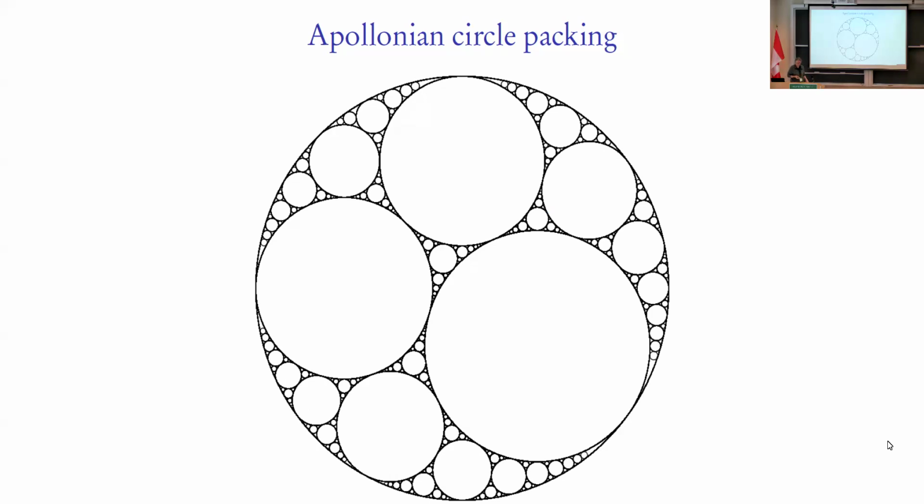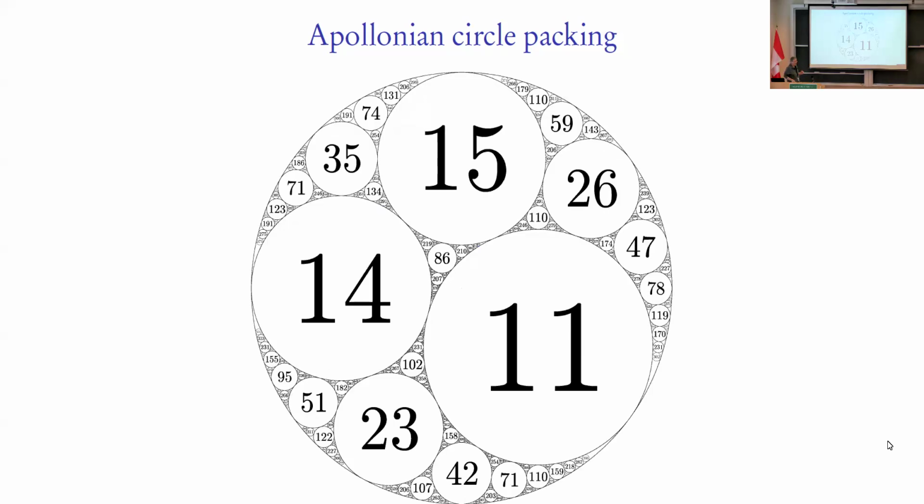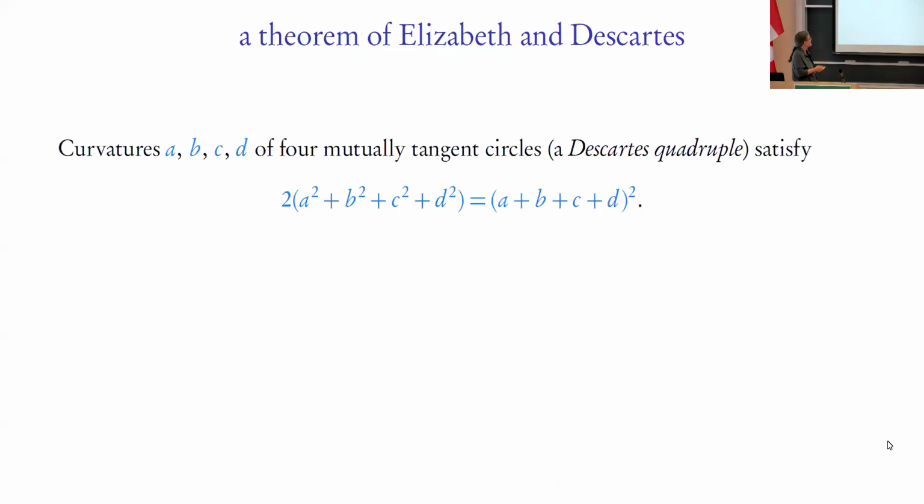OK, but being number theorists, we can't leave well enough alone. So we're going to add some integers here. What I've done is I've labeled the circles with their curvatures, where the curvature is 1 over the radius. It should be somewhat surprising that in this example you see so many integers. All of these circles have radius 1 over an integer. But then it lets you ask the question, why does this happen and what integers do we see?